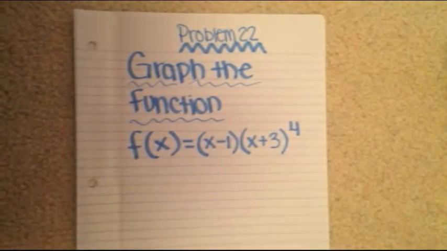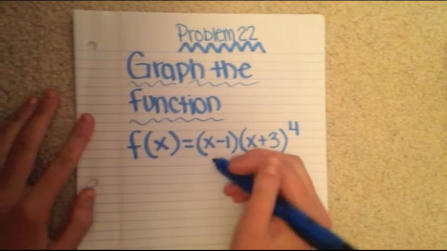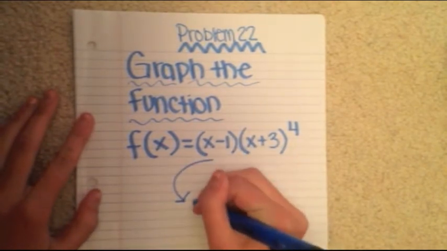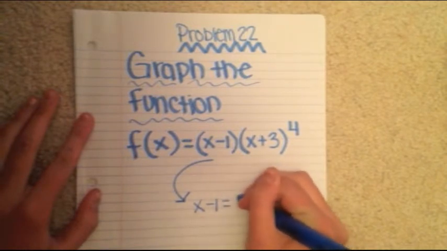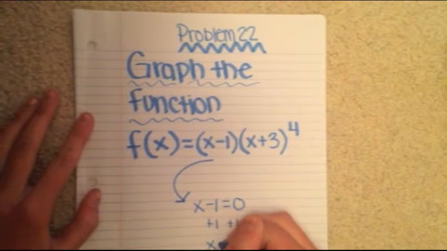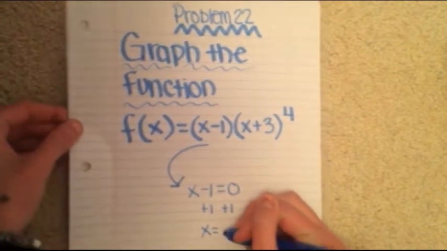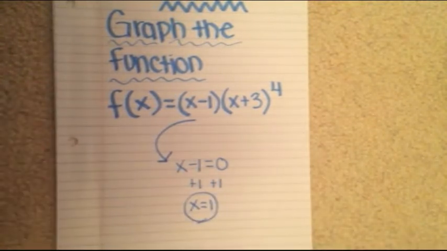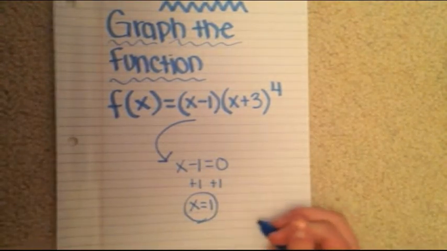The next problem that we have is problem number 22, which is to graph the function. We have the following function, and the first thing we're going to do is see where the graph crosses the x-axis. To do that, we're going to set each of these factors equal to 0. So when we set x minus 1 equal to 0, plus 1, x equals 1. So this is going to be one place that the graph could cross the x-axis.